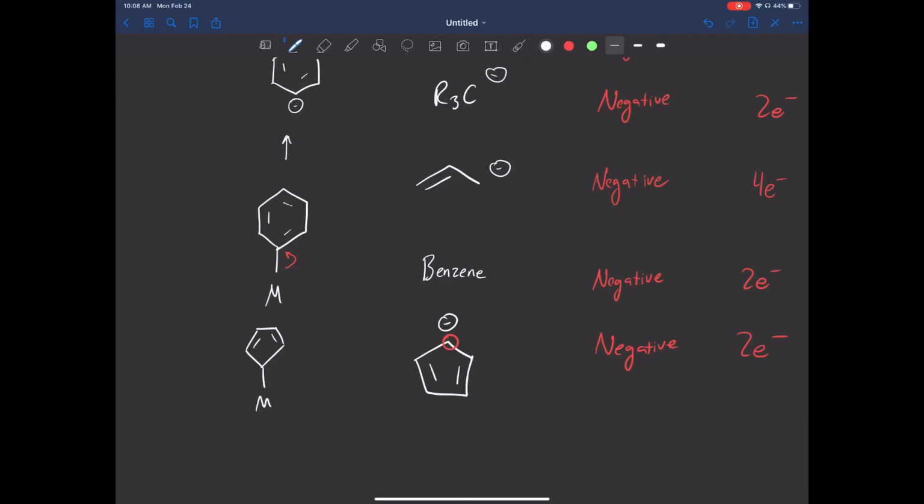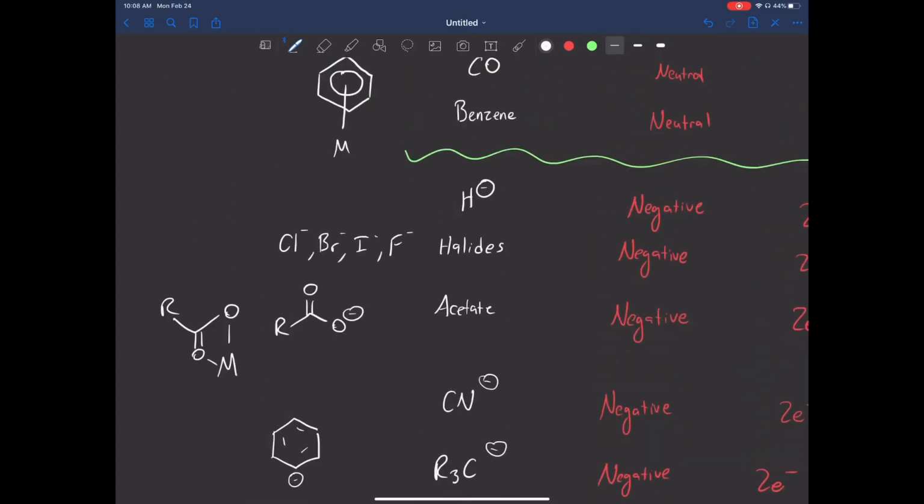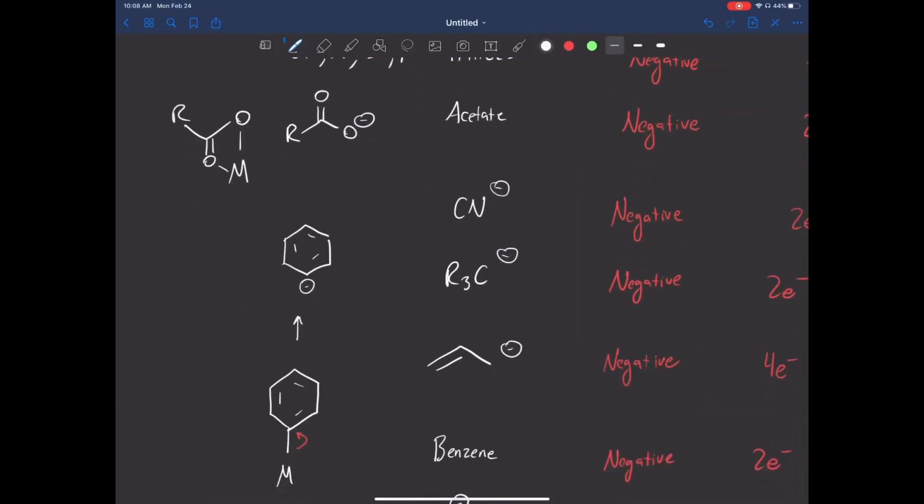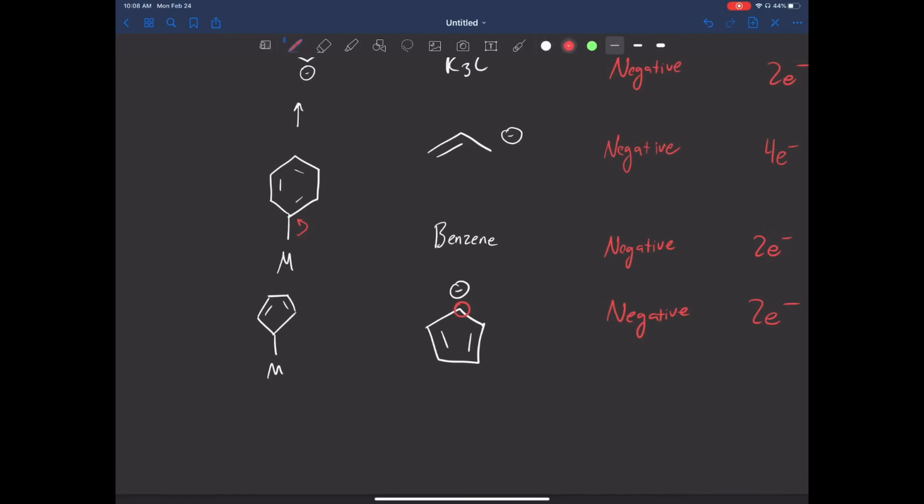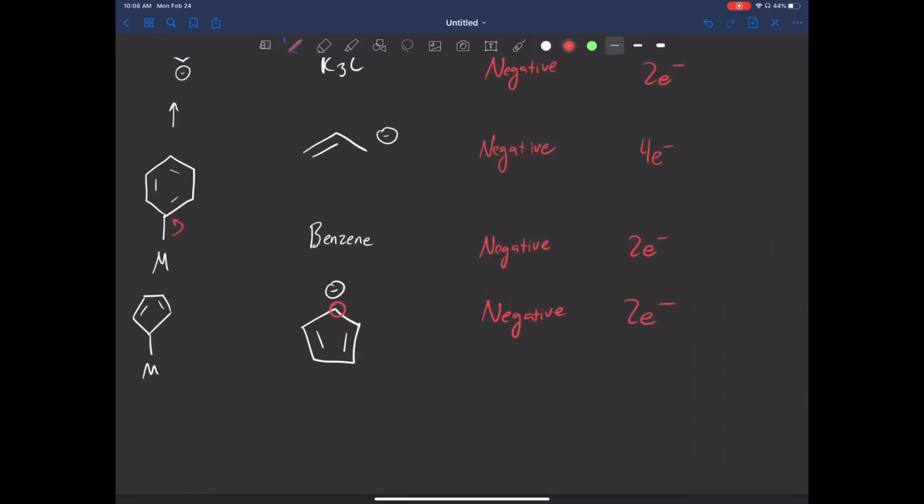All right. I can also bind it at the center, very similar to how we did the benzene up here. And if we did it at the center, it's still negative right here, but it's going to be 6 electrons, all right? So again, very similar to the benzene, okay? And that's it for these lists of ligands.